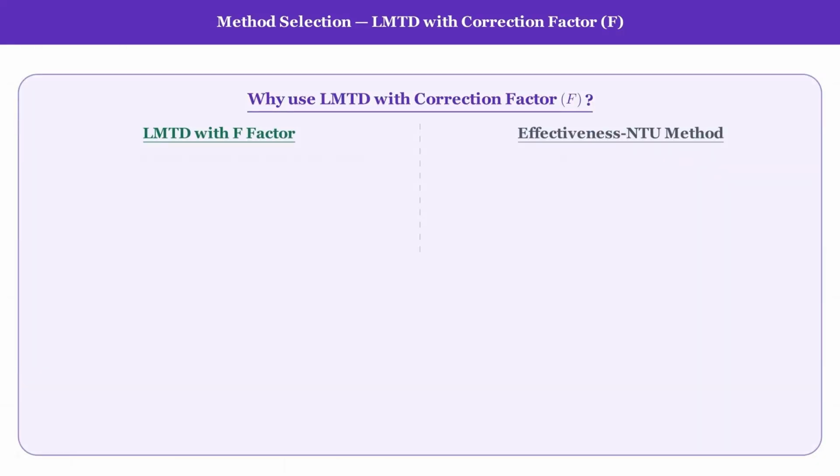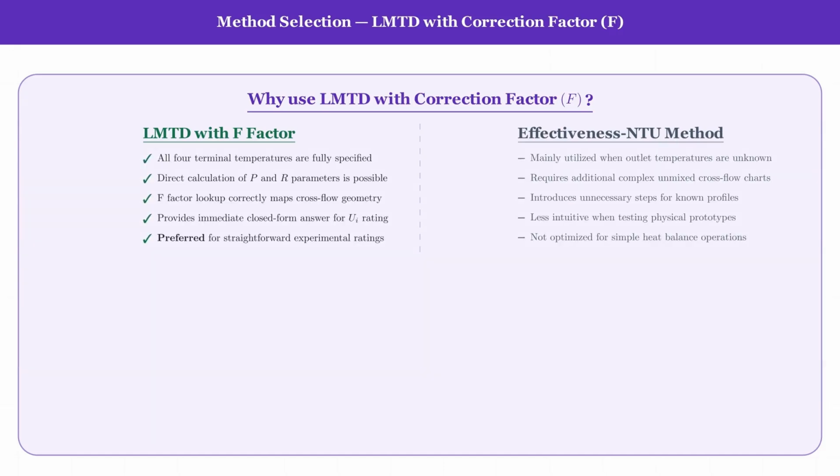With the model established, we must choose the correct analytical approach. Two standard methods exist for heat exchanger analysis. The choice between them is not a matter of preference. It follows directly from the information available in the problem. On the left, the LMTD method with correction factor F. On the right, the effectiveness NTU method. The LMTD method is applicable when all four terminal temperatures are fully specified, both inlet and outlet for both the hot and cold streams. The NTU method, by contrast, was designed for situations where one or more outlet temperatures are unknown. In our problem, P and R can be computed directly from the given data, without any iteration.